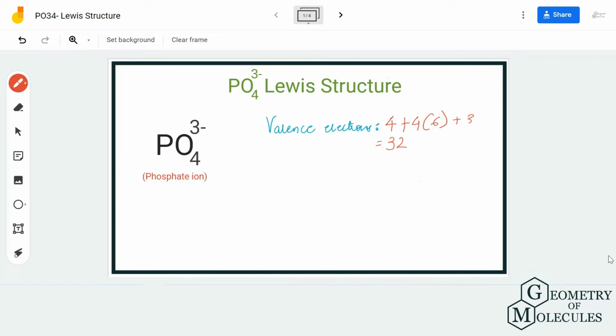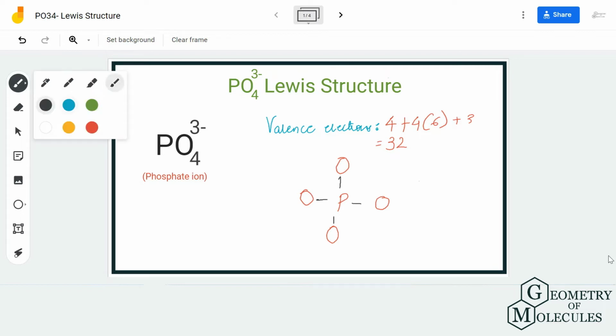Now here, as phosphorus is less electronegative than the oxygen atom, it will take the central position and all the oxygen atoms will be arranged around it like this. Once you have done that, we can place a bond between phosphorus and oxygen atoms, and then arrange the remaining electrons around the oxygen atoms. Here each oxygen atom will have 6 valence electrons apart from these bonds, and we will complete the total of 32 valence electrons by drawing this structure.